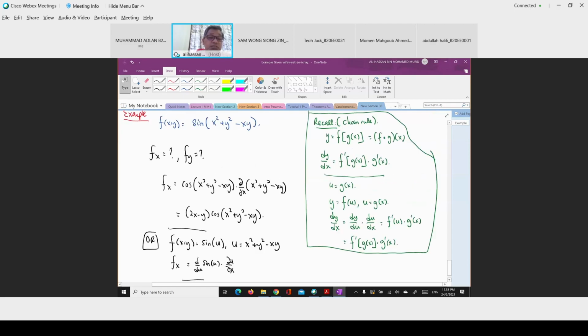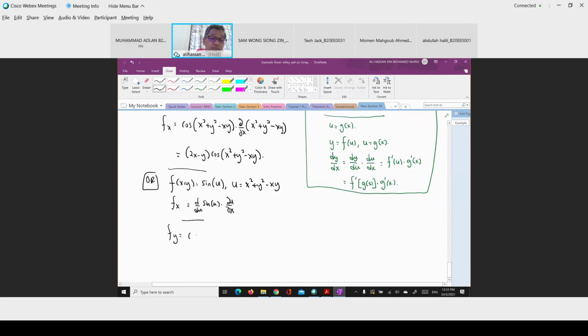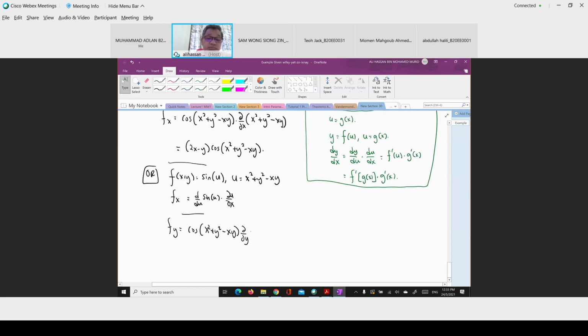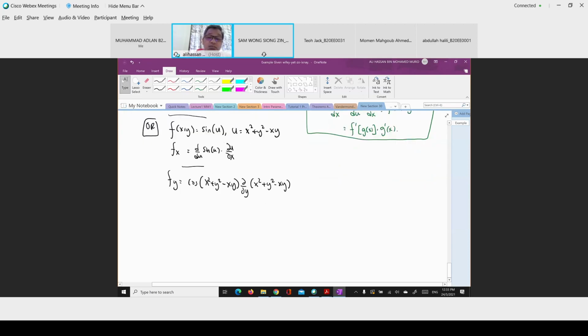Again, we differentiate the outer function sine to get cosine. So we still have cosine of x squared plus y squared minus xy times the derivative of the inner function with respect to y. What is the result? 2y minus x. So 2y minus x times cosine of x squared plus y squared minus xy. So here we need to apply the chain rule. The chain rule is also important for you to know when you evaluate partial derivatives.